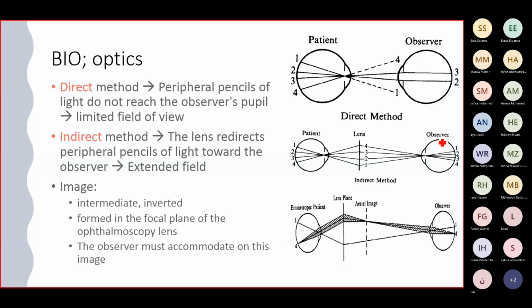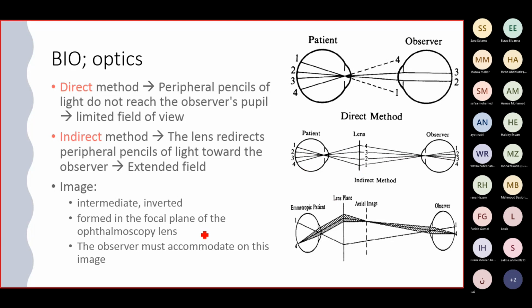So in the direct methods of illumination, we mentioned that the direct pencil of light, the peripheral pencils of light, cannot reach the observer's eye, so we cannot observe the peripheral field. But with the indirect, we use a condensing lens, a plus lens. This plus lens will converge more rays to fall on the observer's eye. So I'll be able to see more field of view than the direct ophthalmoscope.